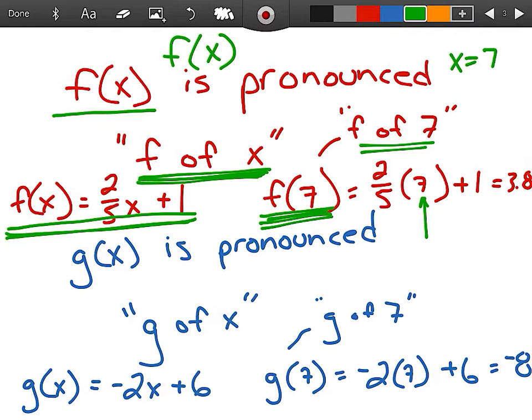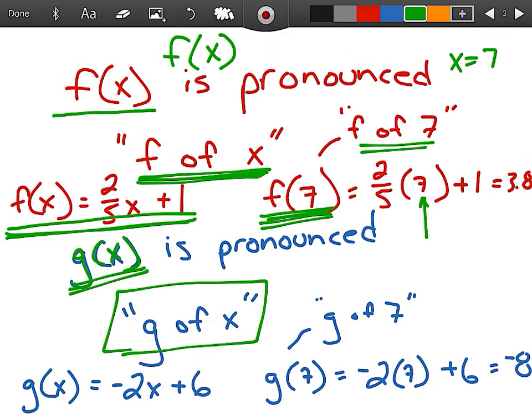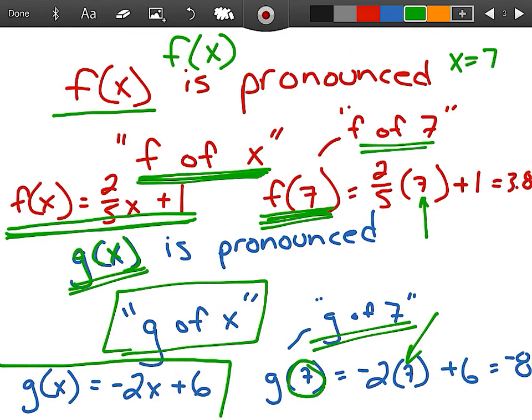Okay? And then for the blue line, we call it g parentheses x close parentheses, pronounced g of x. And if I said, let's look at what g of 7 is, well, all that means is put the 7 in the x position. So if g of x is equal to negative 2x plus 6, then g of 7 means I put in a 7 where the x was, which is right here being multiplied by the 2. So I'm going to get negative 14 plus 6, which is equal to negative 8.